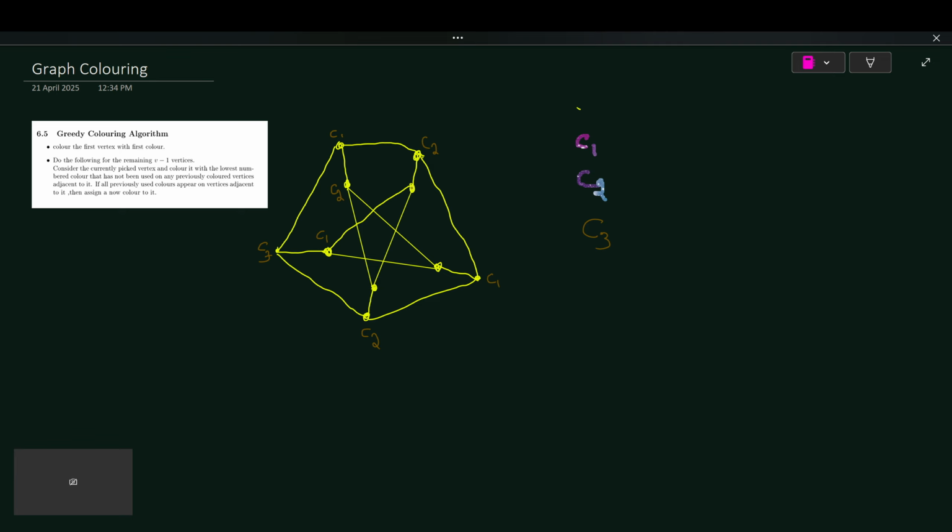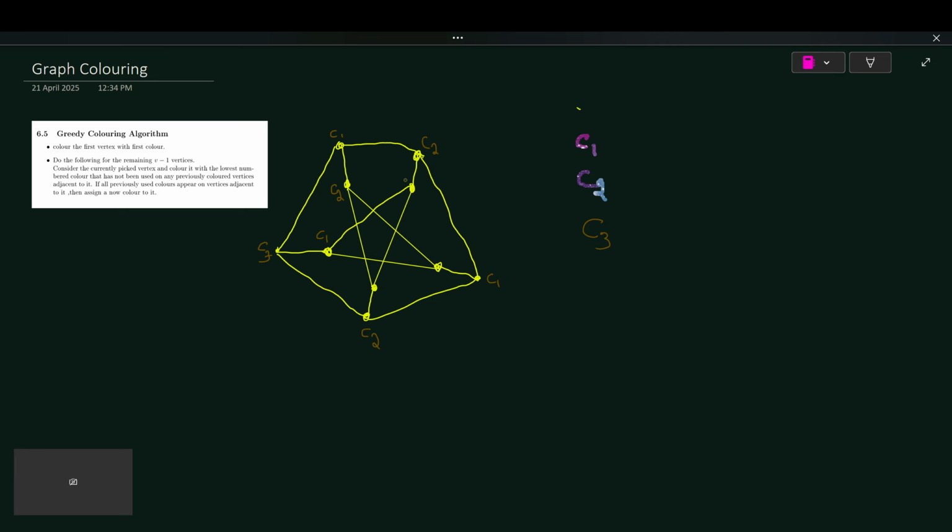Now we move on to the next vertex, and in this case it is adjacent to a vertex colored with c2, so c2 cannot be used here, and c1 is used in another vertex which is adjacent to our chosen vertex. So we cannot use c1 or c2 here, so we use the color c3.